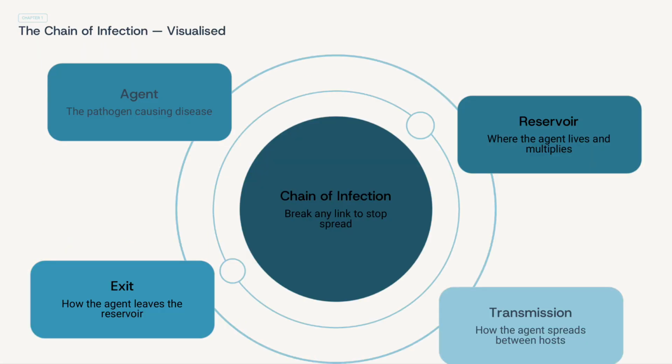The visual shows the chain of infection as interconnected circles, emphasizing that interrupting even one link stops transmission. Picture the agent at the center, reservoirs around it, and transmission paths linking to new hosts. It's a chain we can deliberately weaken by focusing on reservoirs, exits, and transmission routes.